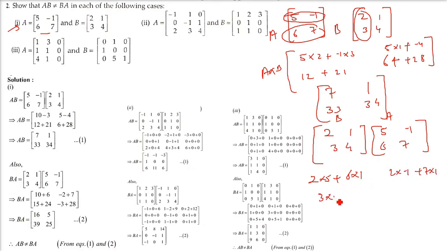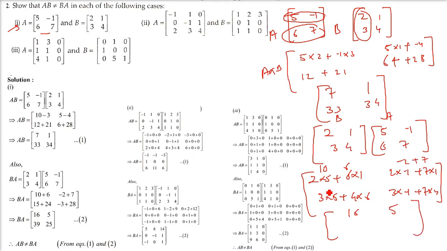Then second row, first column. 3 into 5 plus 6 into 4. Then second row and second column. 3 into 4, 3 into minus 1 plus 7 into 4. So 5 is a 10, 10 plus 6. So 10 plus 6 is going to be 16. And then we have minus 2 plus 7. That is going to be 5.